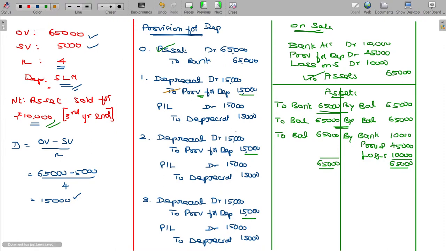Now, how do we now post the provision for depreciation account, sir? Provision for depreciation. We are not creating the depreciation account, provision for depreciation. Right. In provision for depreciation account, very first year by depreciation. Now the question is, will it be closed by the end of year? No, it will be balanced. To balance carried on. And by balance brought down.